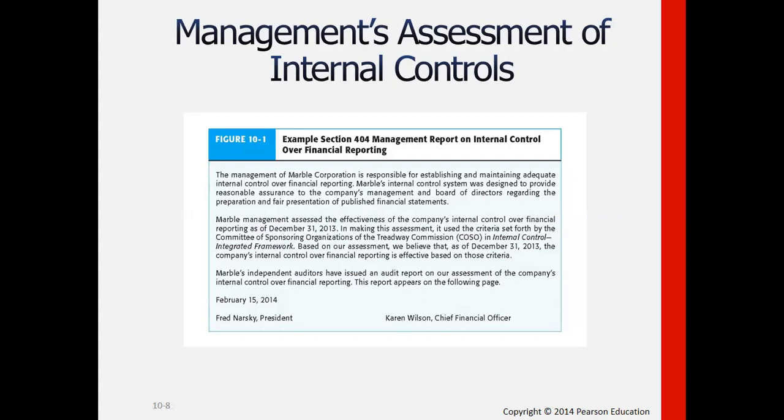The management assesses the effectiveness, and the criteria being used is the COSO framework, which is what is usually used in the US, for example, the Committee of Sponsoring Organizations of the Treadway Commission Internal Control Integrated Framework. So based on this assessment and this framework, the ICs present in that particular audited entity are effective. And then independent auditors have issued an audit report on our assessment of the company's internal control over financial reporting, signed by the president as well as the chief financial officer.